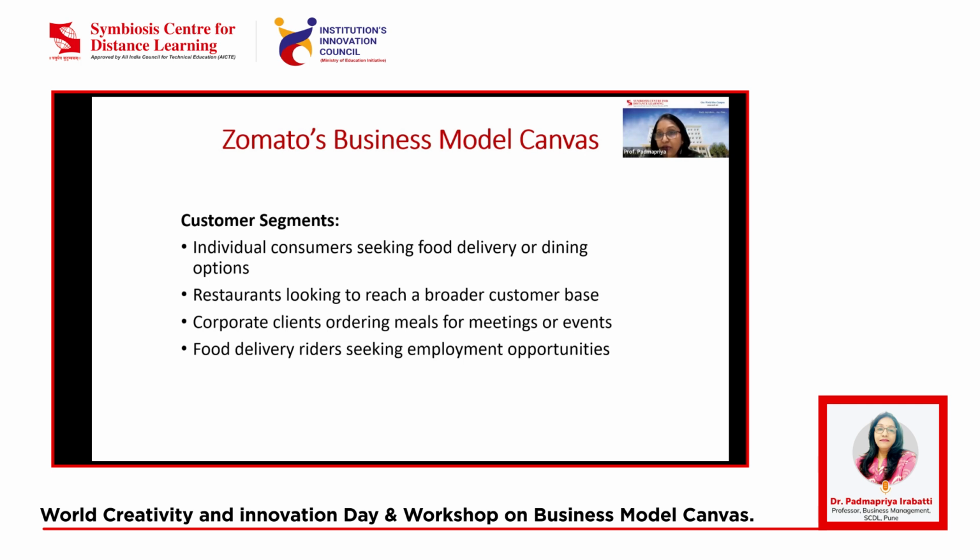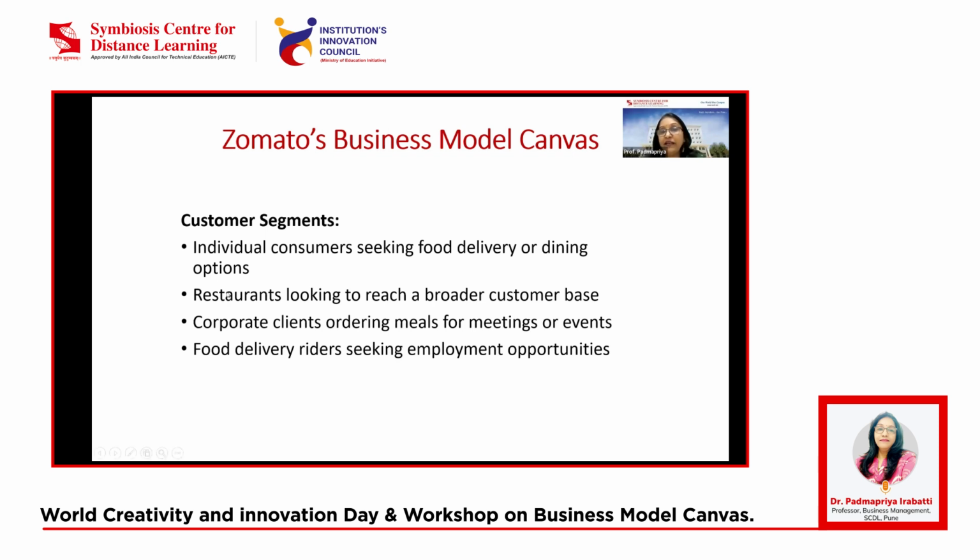Okay, they are business customers, but they are customers. Okay, corporate clients who are ordering meals for their meetings and events in bulk. Okay, then even food delivery riders who are seeking employment opportunities. So all these are their direct and indirect customers.